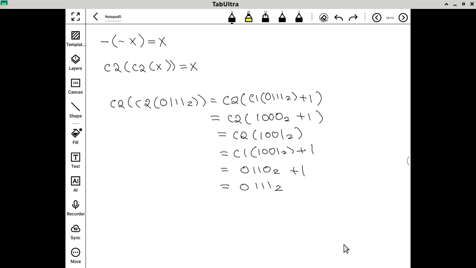Any questions? Okay. So what is the other thing about negation that I think should work out in this case too? What is the arithmetic negation of 0? Yeah, go ahead.